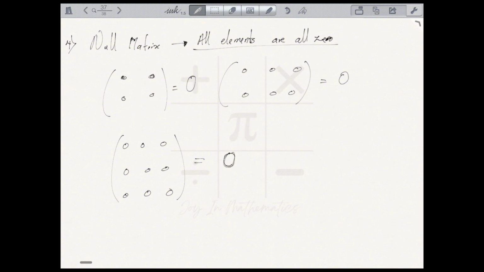So in the next video, we'll learn about the transpose of a matrix, and then we'll see how to incorporate the transpose of a matrix into simple matrix operations.